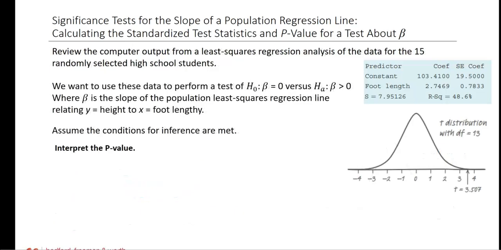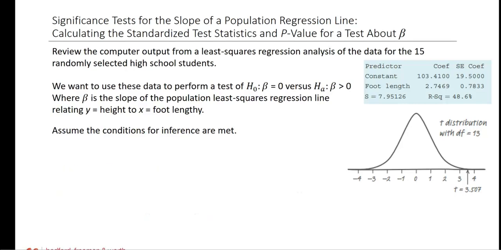Interpret the p-value. So again, you want to start generically thinking about it: assuming the null is true, what's the probability of getting a result that extreme or even more extreme than that? So in this case, assuming that there is no linear relationship between height and shoe size, there is a 0.0019 chance of getting a slope as extreme as that or more extreme.